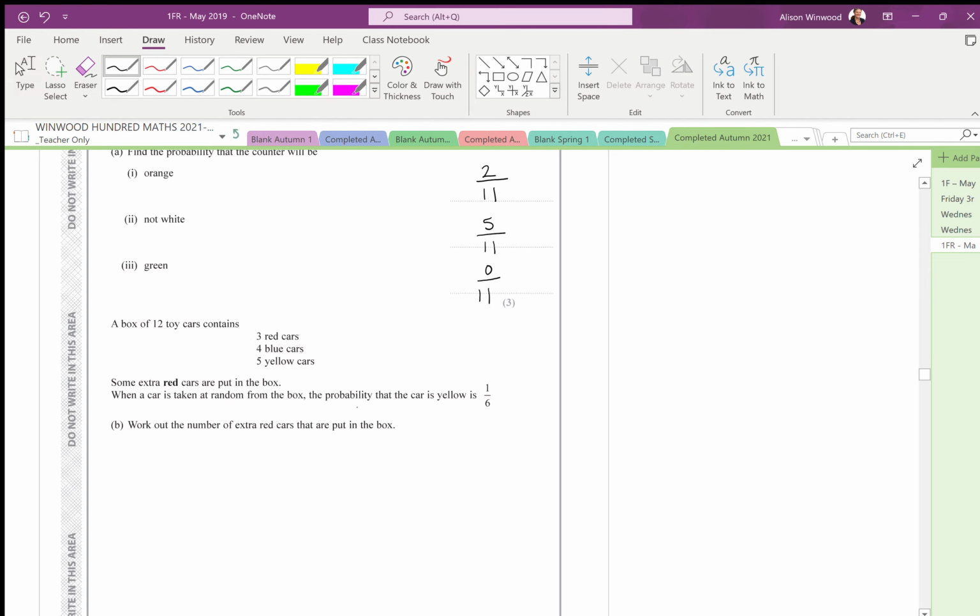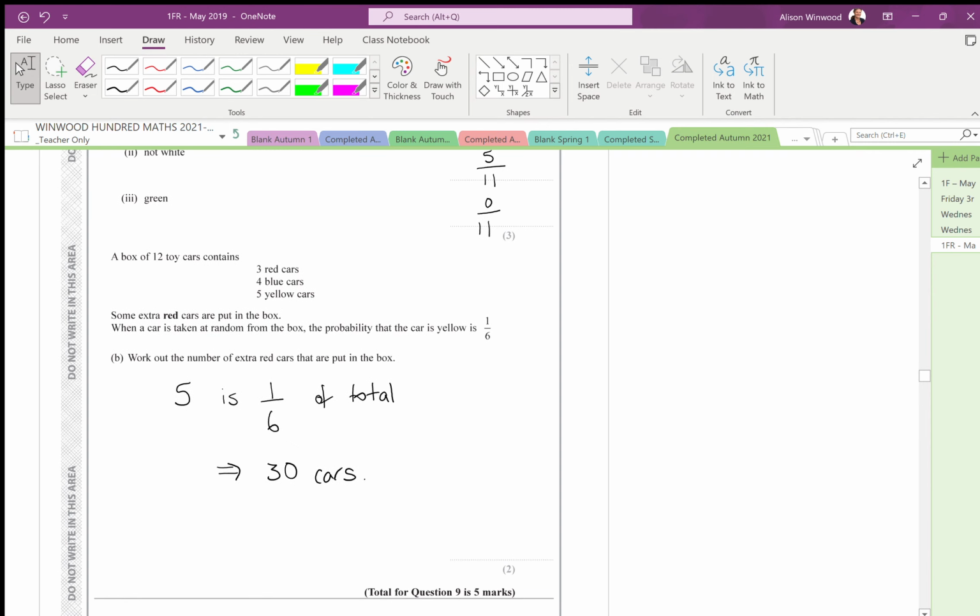The probability of the car is yellow is 1/6, so 5 is 1/6 of the total. So therefore there must be 30 cars. So at the moment I've got 12 toy cars, so we need another 18 cars, and they were all going to be red.